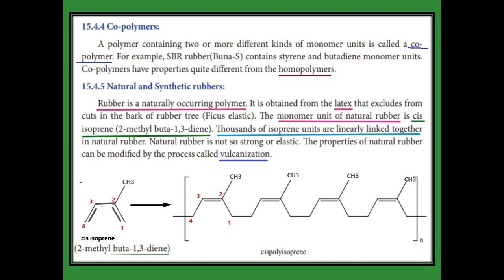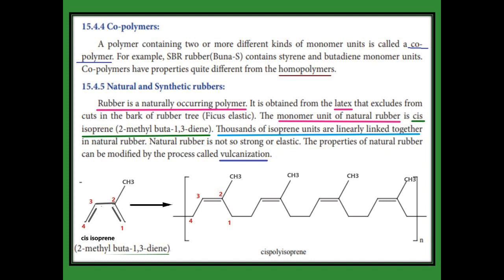The next one, natural and synthetic rubber. The naturally occurring rubber is a polymer. We obtain that rubber from latex. The monomer unit in natural rubber is cis-isoprene. The IUPAC name is 2-methylbuta-1,3-diene.